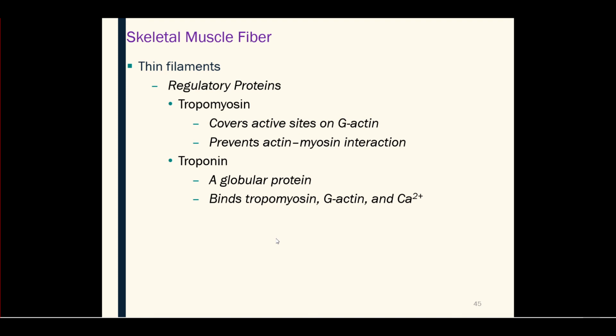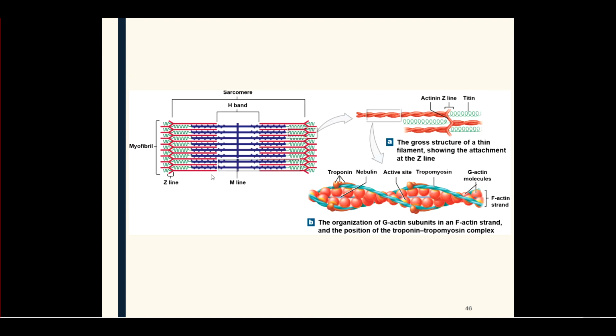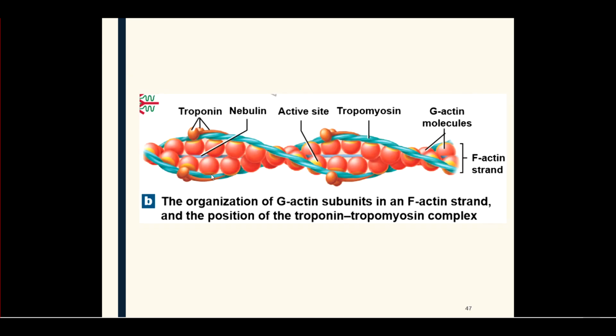Right? I'll repeat that. When the calcium binds to the troponin, it changes its shape, pulling the tropomyosin away from the active site. Kind of something like that. That's the concept. So I like to call these regulatory proteins because they're regulating muscle contraction. Okay? So this is a great picture.